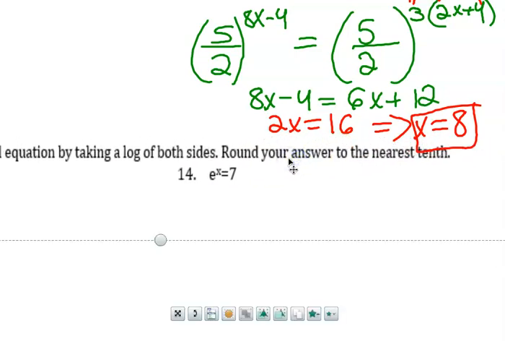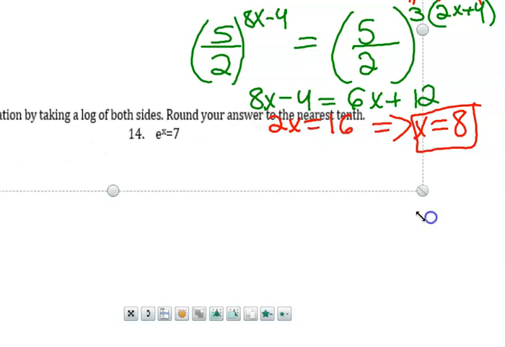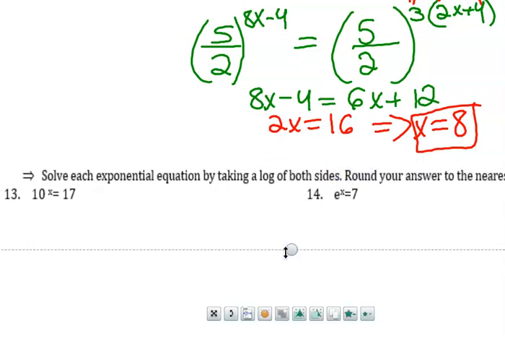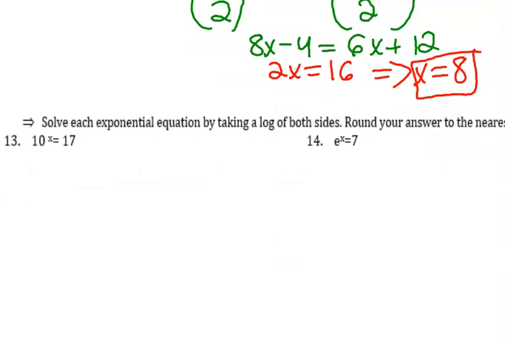Now, the last 2 examples, I'm going to turn this around. The last 2 examples of these are solve each exponential equation by taking a log of both sides. Now, why do we have to do this? Because you can't come up with a base. Then round your answer to the nearest tenth.